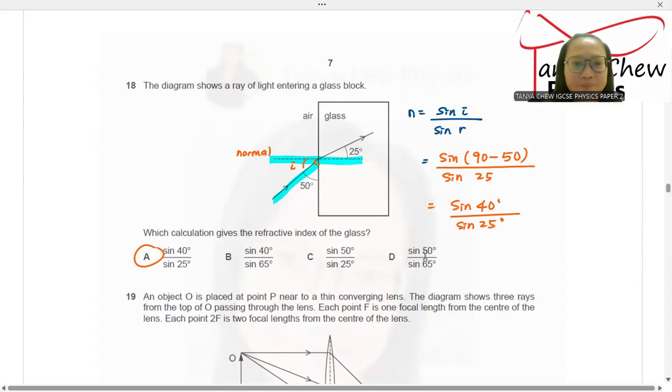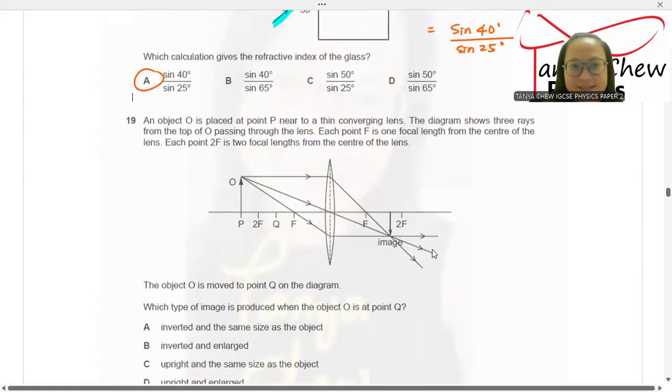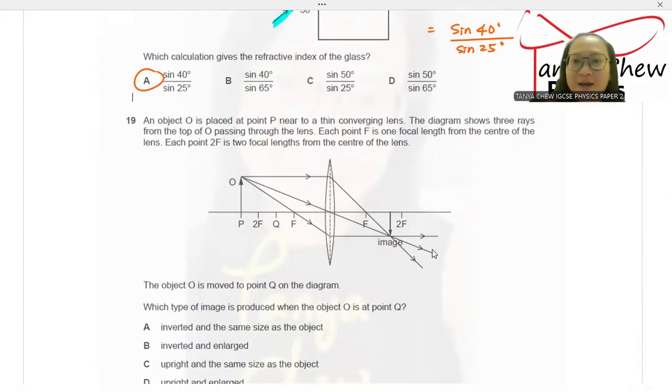Number 19. An object O is placed at a point P near a thin converging lens. The diagram shows three rays from the top of O passing through the lens. Each point F is one focal length from the center of the lens. Each point 2F is two focal lengths from the center of the lens. The object O is moved to point Q in the diagram. Which type of image is produced when the object O is at point Q?